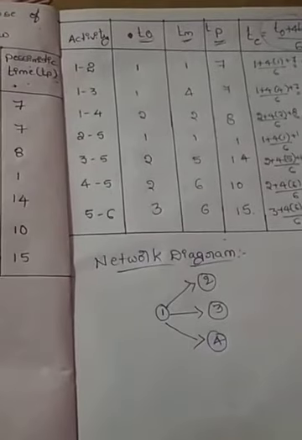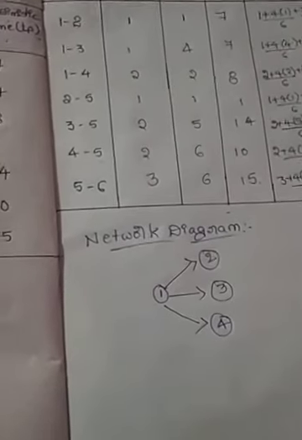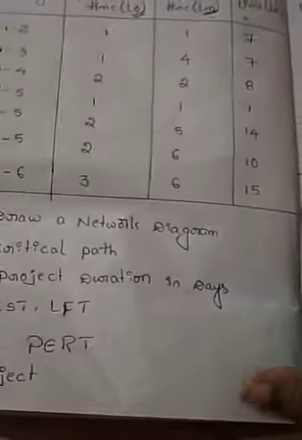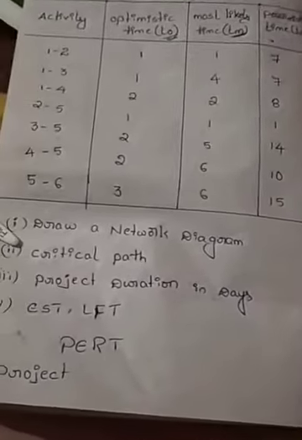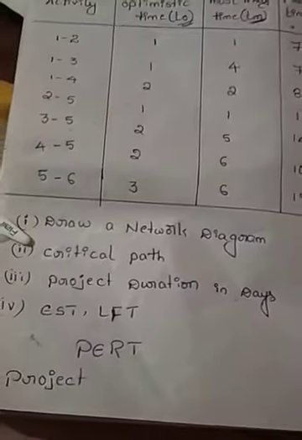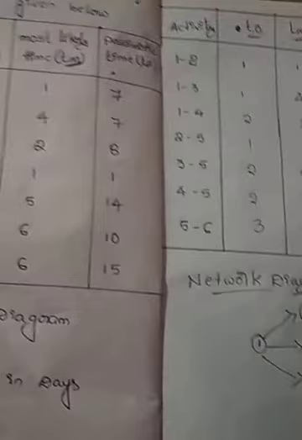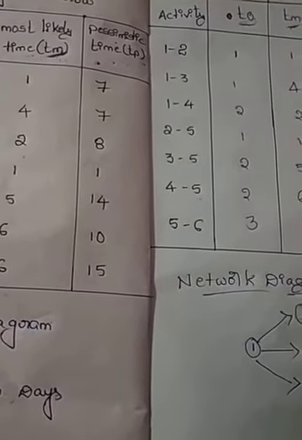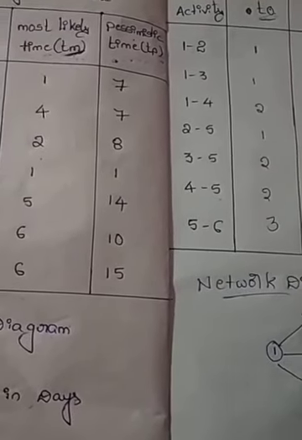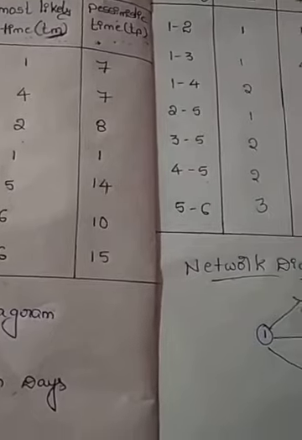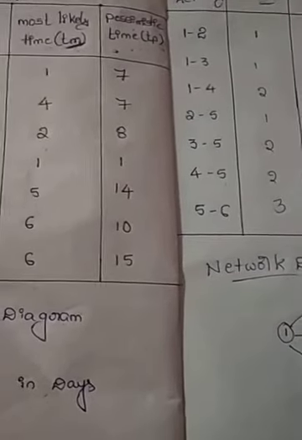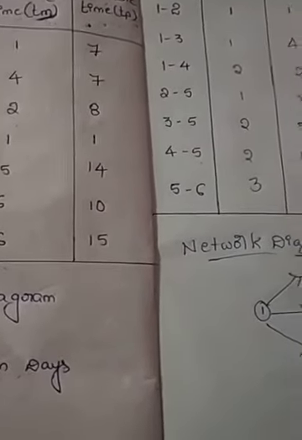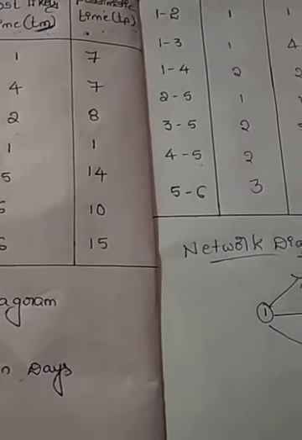The remaining methods are the same. The network diagram is the same, the project duration is the same, the critical path is the same, and the earliest starting time and latest finishing time are the same. Node 1 has 3 activities, and then 2 to 5, 3 to 5, 4 to 5, and 5 to 6.